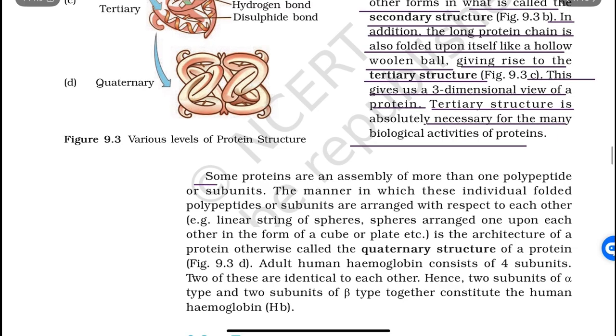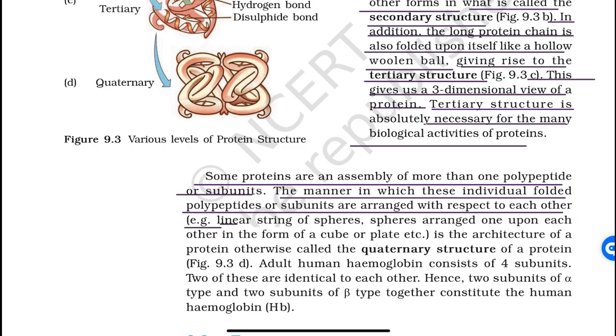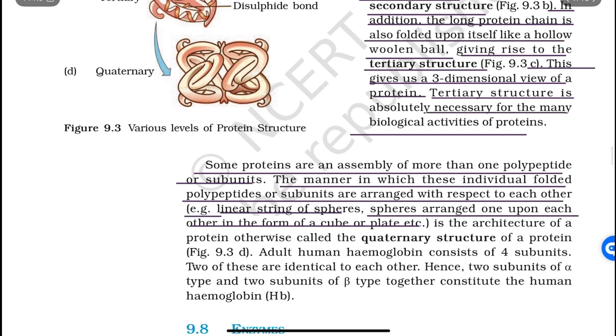Some proteins are an assembly of more than one polypeptide or subunit. The manner in which these individual folded polypeptides or subunits are arranged with respect to each other, for example, linear strings of spheres, or spheres arranged one upon another in the form of a cube or plate, etc., is the architecture of a protein, otherwise called the quaternary structure of a protein.